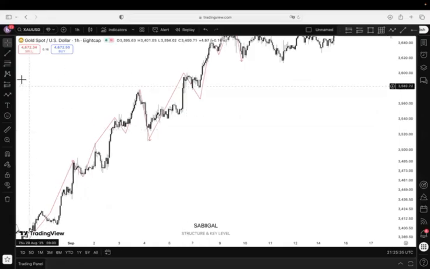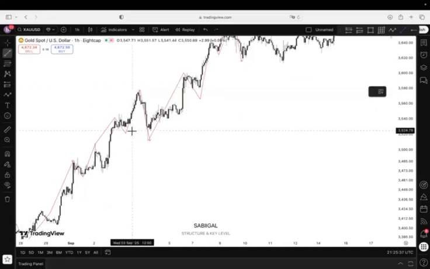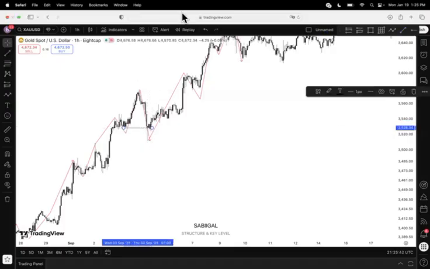Now, if it was the basic market structure, after this low here got taken out, what would we be looking for? Sorry, give me a minute.